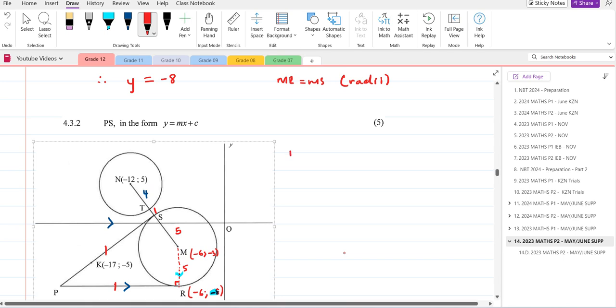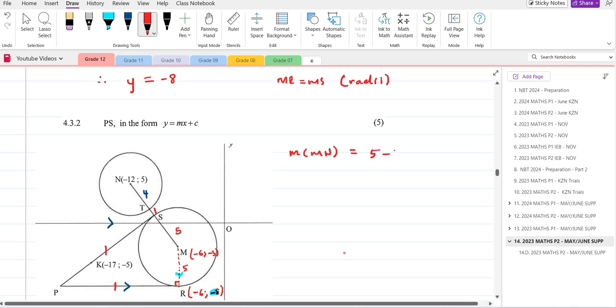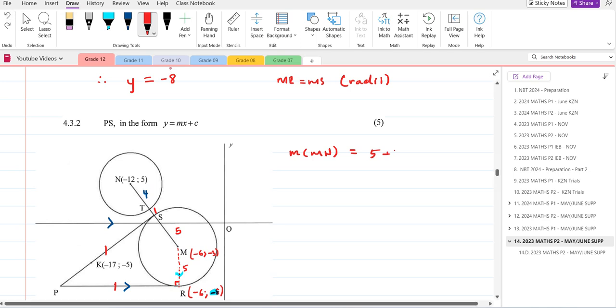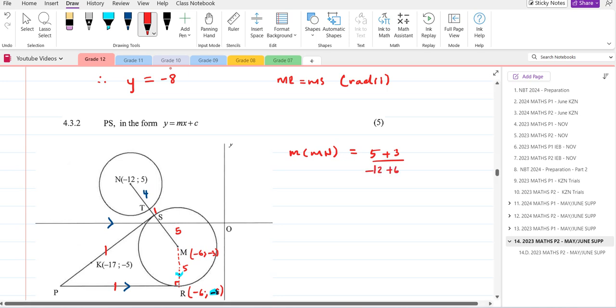So gradient of MN. Right, so what's the gradient of MN? So y2 minus y1, so MN: 5 minus minus 3. 5 minus minus 3 is 5 plus 3, okay? 5 plus 3 divided by minus 12 minus minus 6, minus 12 plus 6. So I've got 8 over negative 6, which is minus 4 over 3.